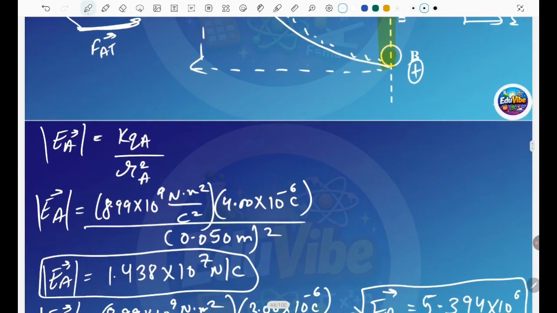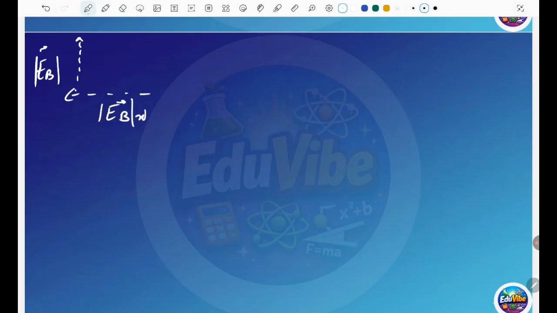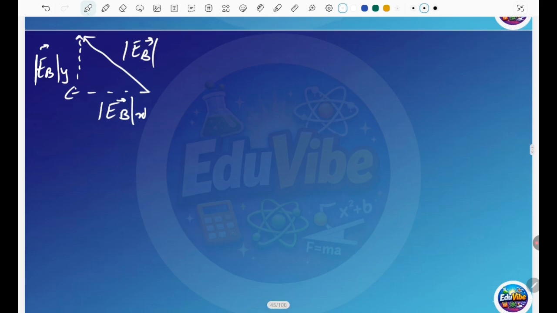So let's make that type of diagram. This is your X vector, which is EB magnitude of X, and this goes out over here, and this is EB, this is your Y, and this is your EB final. We have to find the magnitude. So that's how you get it, and for X and Y you have to get the components.